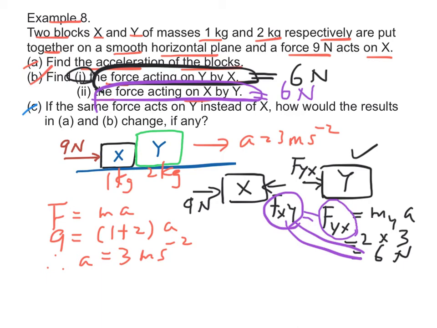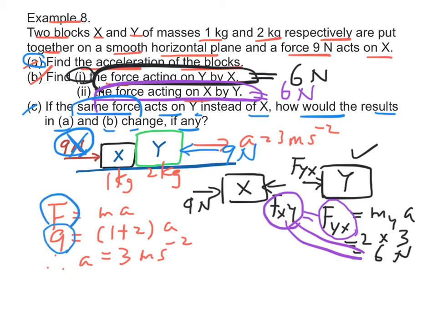For part C, if the same force 9 newtons acts on Y instead of X, that is, the force acts in these directions, how would the results in A and B change, if any? For part A, the net force is also equal to 9 newtons, which remains unchanged, and the total mass is 1 plus 2. Therefore, the acceleration of the blocks remains at 3 meters per second square. Therefore, the acceleration is unchanged.